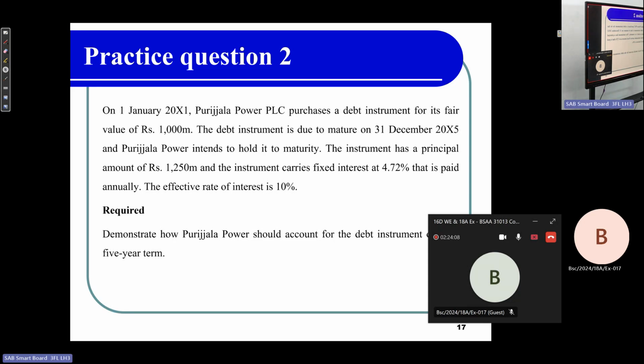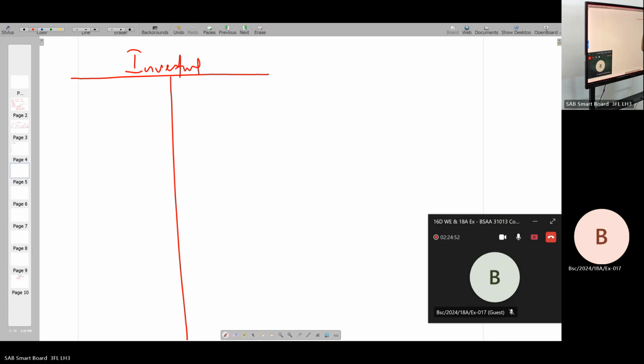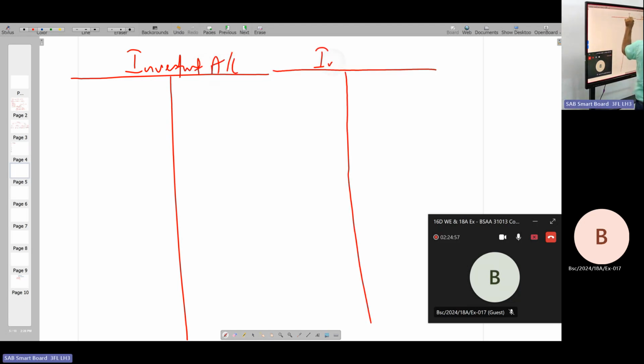Here you need to prepare an amortization schedule. How many years? Year 1 to 5. What is the initial investment? Initially, what is the value? Investment account, right? Interest income. You have to have accounts as well. Keep enough space for 5 years. Not a small account, a big account, maybe half a page.